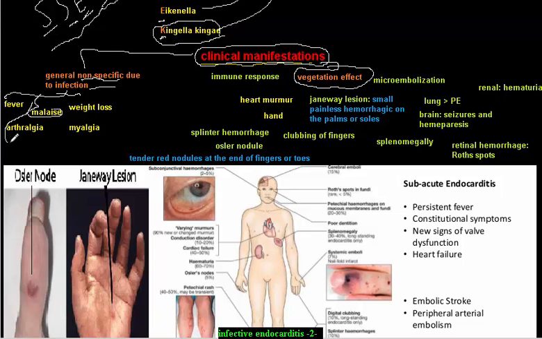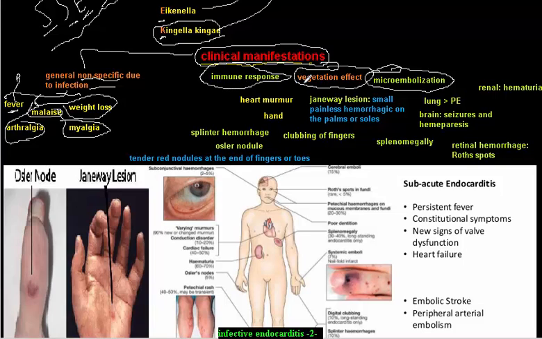malaise, arthralgia, the weight loss, myalgia. All of them can happen, but they are all non-specific. This fever may be prolonged fever. So the vegetation effect is due to the microembolization of the vegetation or due to the immune response. 50% of the clinical manifestations of infective endocarditis are due to the microembolization from the vegetation, or from immune response.